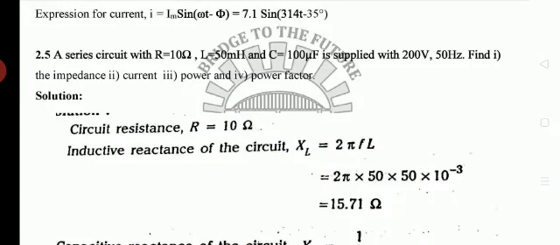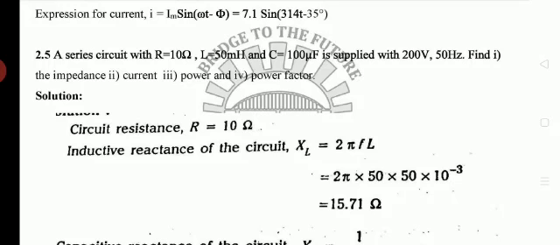R equal to 10 ohm, L is 50 millihenry, C is 100 microfarad. That is RLC. All the values are given, hence the circuit is an RLC series circuit. With 200 volt supply, frequency is given. Find the impedance, current, power, power factor. The question is very straightforward. So go on calculating the values here.